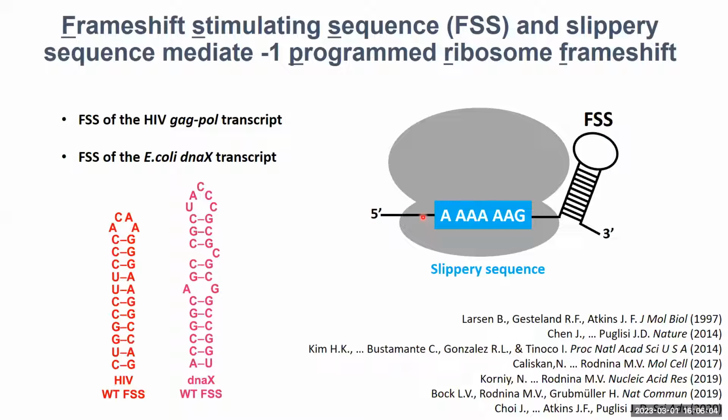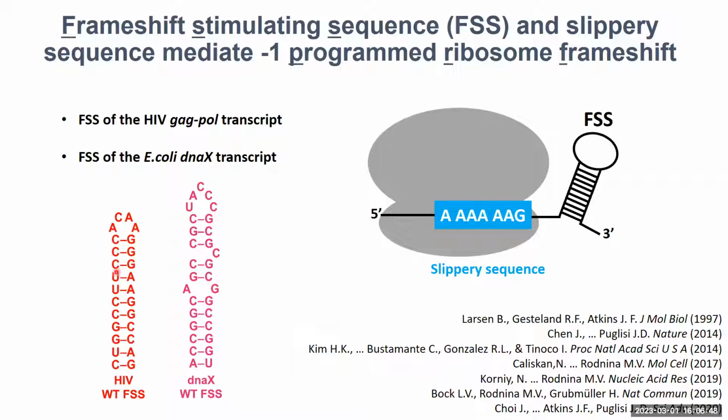So frameshifting, and I'm going to focus on -1 frameshifting, is programmed by 2 sequences. One sequence is a slippery sequence that allows the ribosome to slide along that sequence, and tRNAs to slide along that sequence, either without introducing mismatches or with a minimal number of tRNA-mRNA mismatches. And then there is a second sequence that programs the frameshifting event. It's called a frameshift stimulating sequence. It's a downstream sequence, either a stem loop or a pseudoknot. And it's thought to pause the ribosome, and by pausing the ribosome at the slippery sequence, stimulate frameshifting.